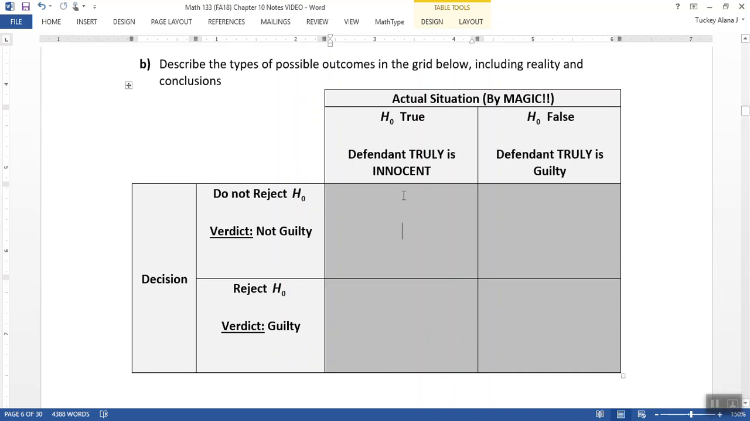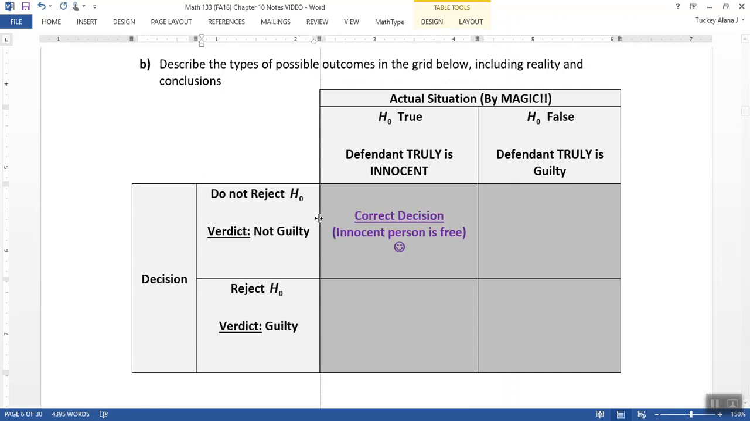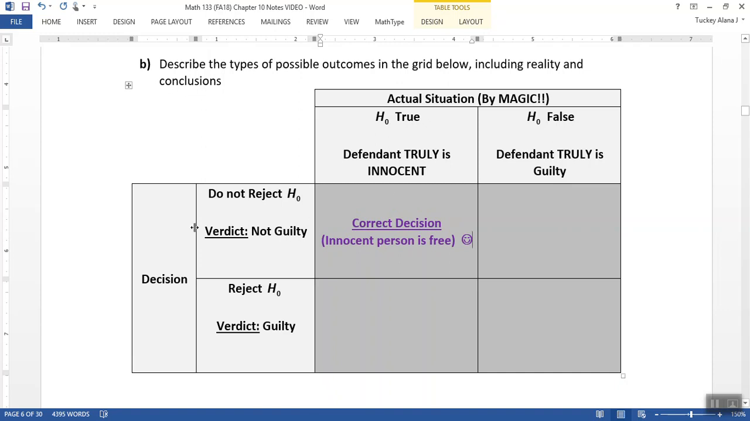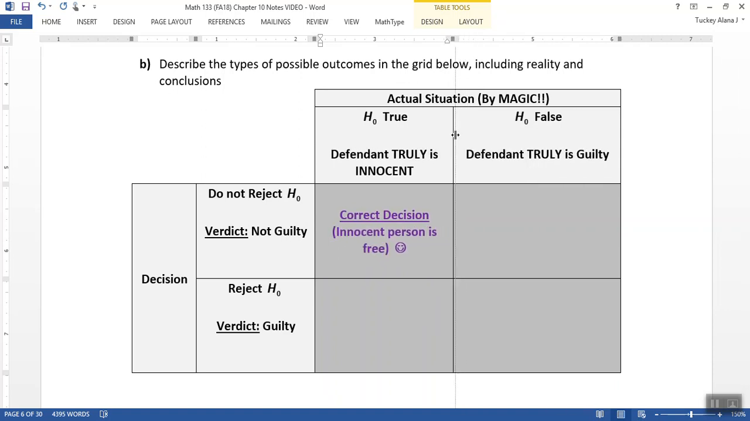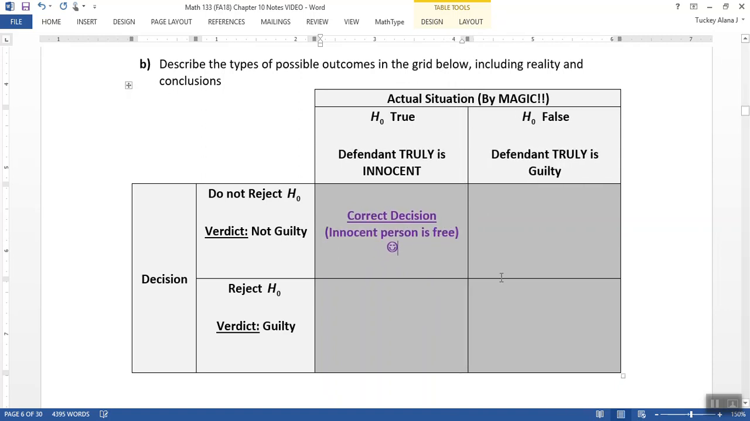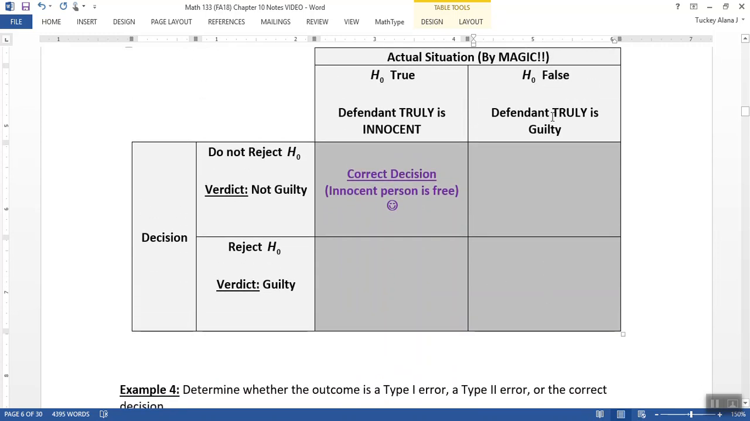All right, now let's start with the correct decisions. In this corner up here, this is a correct decision because you're letting an innocent person go free. And hypothetically speaking, that's a good thing, right? So the innocent person is let go, everybody is happy. Now the bottom right corner is also a correct decision because that is a defendant that was guilty being found guilty. I've got a smiley face on that. It's not necessarily a happy thing, but at least the system is working as we intended it to, provided that the laws are evenly applied and such.